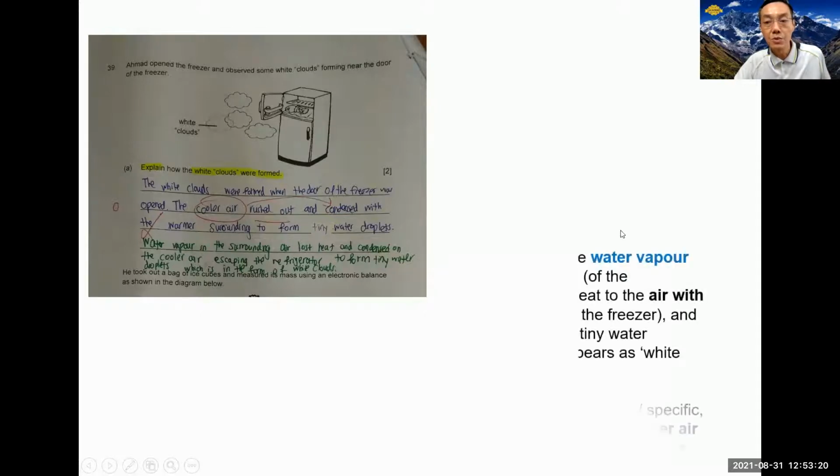As you can see here, this is a very typical question testing students' understanding of condensation. The students are required to explain how white clouds will form when the freezer door is being opened. So you can see that this child did not receive any mark for this question.